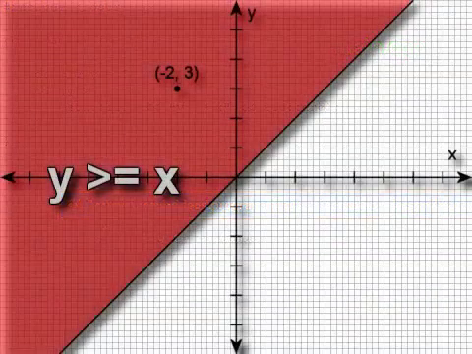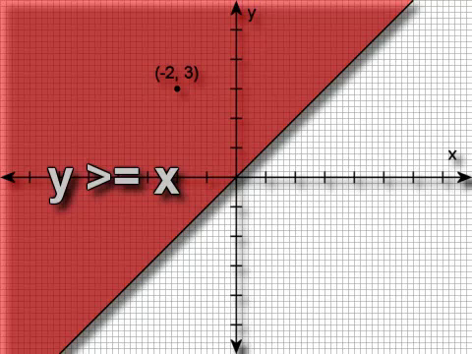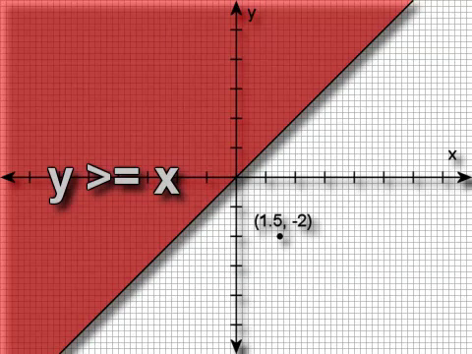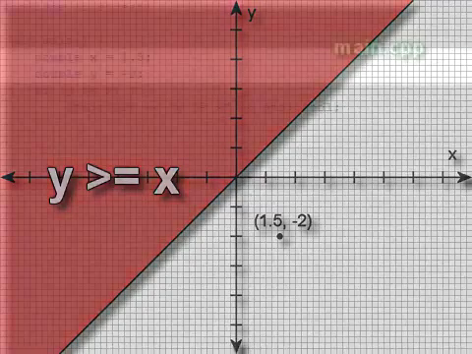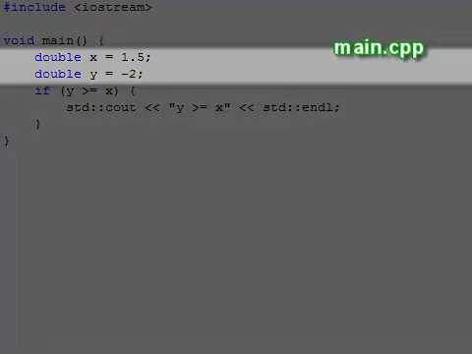With x equal to -2 and y equal to 3, the graph shows that the point is inside the truth region as the execution showed. On the other hand, if we set x equal to 1.5 and y equal to -2, then the point is outside the truth region, as executing this somewhat unexciting piece of code shows.